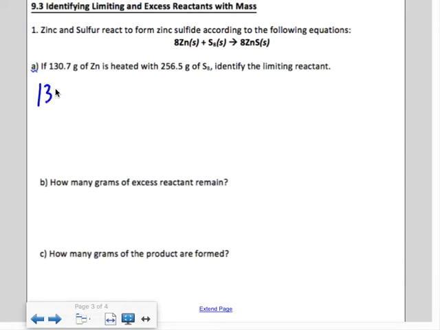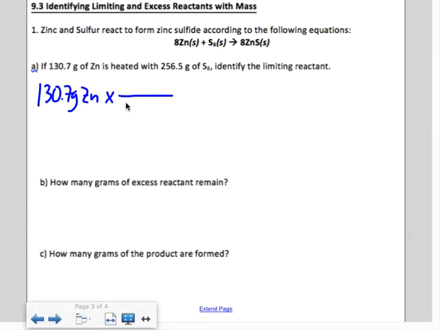So I have 130.7 grams of zinc, and I want to get to this sulfur, S8. I'm in zinc, and I can't go straight to moles because I'm in grams. So I have to convert grams to moles, and how you do that is to divide by the molar mass of zinc. If I look at the periodic table, the molar mass of zinc is 65.37.